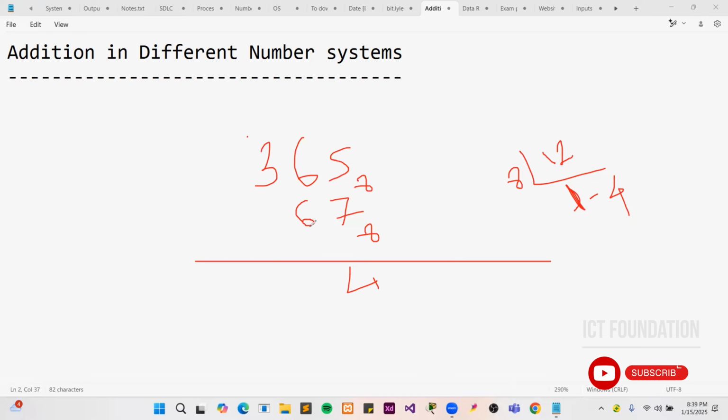So 6 plus 6 is 12. Then the 1 will be added to that value, so 13. So 13 will be divided by 8. The correct answer is that one time it will be totally divided, and the remainder will be 5. You can write the 5 here. Then 1 will be the carry. So 3 plus 1 is 4, you can directly write 4. So in base 8, this will be the correct answer.